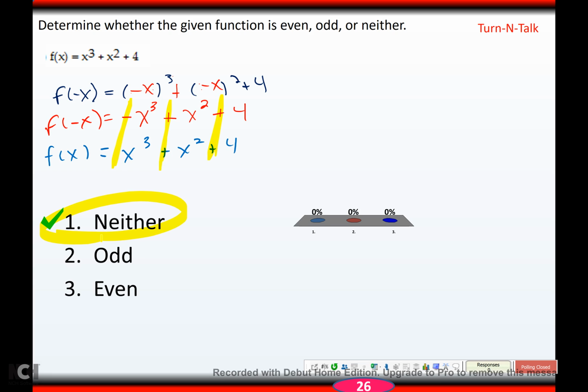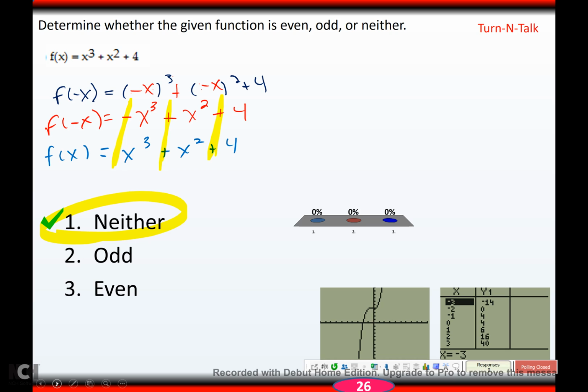So it's neither. You can also tell, again, from the picture in the graph, if I was trying to redraw this, it's not even because it doesn't reflect over y. And it's not odd because that would go down to here and then flip over and it wouldn't be on top of the other one. Okay, so I know it's neither.